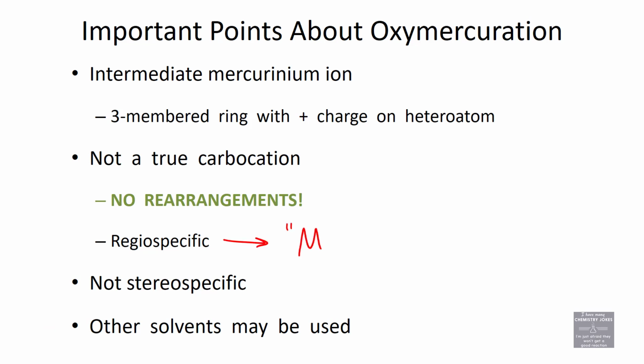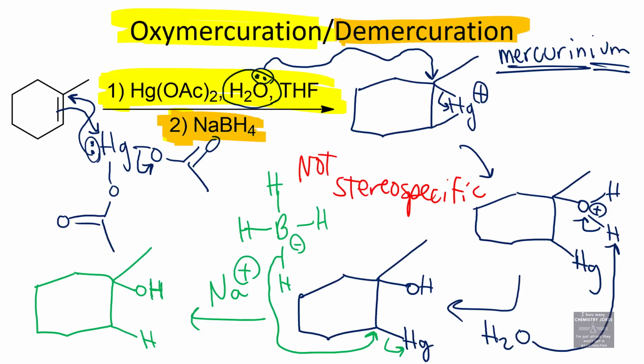It's regiospecific. What the heck does that mean? That means it follows Markovnikov addition. What is that? It means the hydrogen gets added to the more hydrogen side. The nucleophile, the water, the methanol, the thing that attacks the mercurinium, gets added to the more substituted side, the less hydrogen side. Regiospecific. Let me actually go backwards. Regiospecific. Which region gets the hydrogen? Which region gets the other stuff? So, on my alkene, the less substituted side got the hydrogen, and the more substituted side got the other nucleophile. That's called Markovnikov addition in the simplified product.